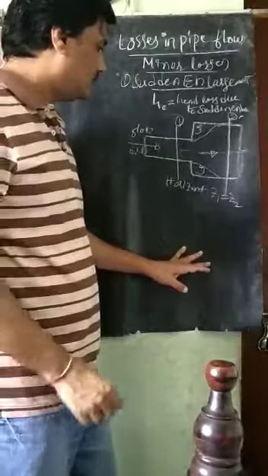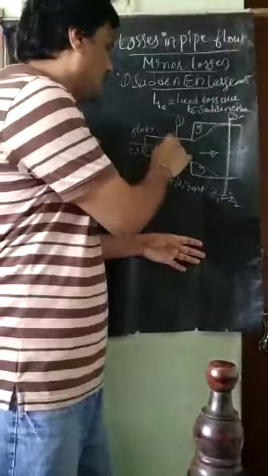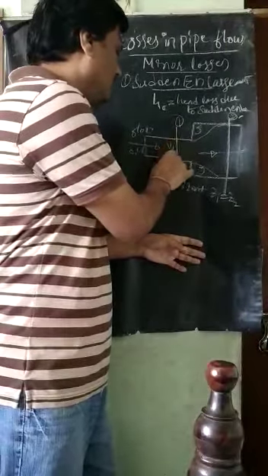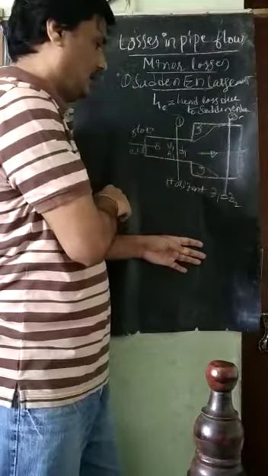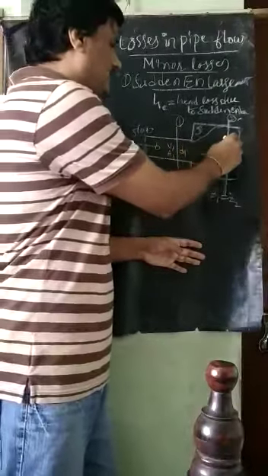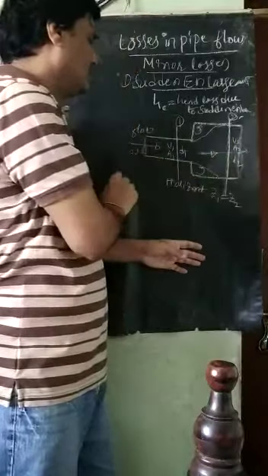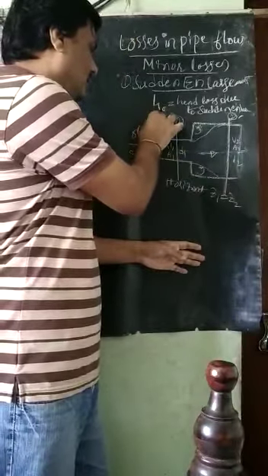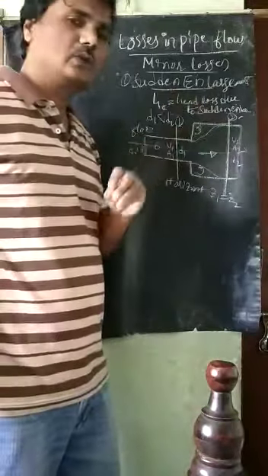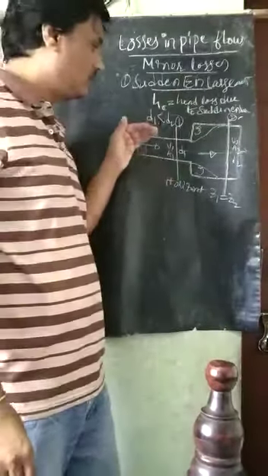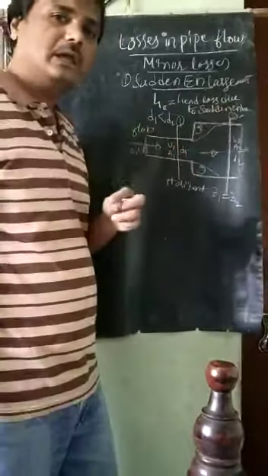Next are the usual notations. The velocity at section 1 is V1, the cross-sectional area is A1 and the diameter is D1. At section 2, we have V2, A2 and D2. One thing: D1 is less than D2, meaning a smaller diameter pipe is connected to a larger diameter pipe. First the fluid is flowing through a smaller diameter, then afterwards it suddenly enlarges to the larger diameter pipe.